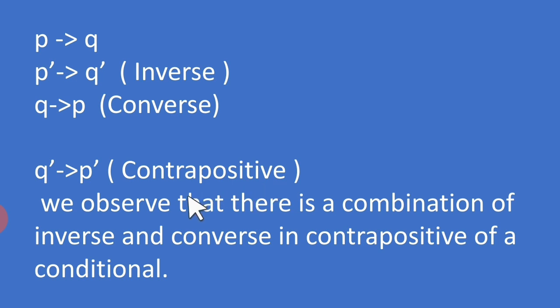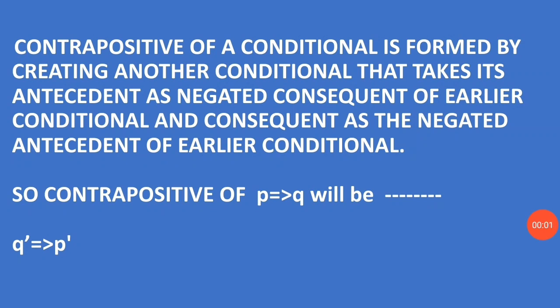It is that easy. Alright, we observe that there is a combination of inverse and converse in the contrapositive of a conditional. Alright, contrapositive of a conditional is formed by creating another conditional that takes its antecedent as negated consequent of earlier conditional and consequent as the negated antecedent of the earlier conditional. So contrapositive of P conditional Q will be Q dash conditional P dash, and that's what we have seen in the previous example also. I hope everybody has understood it well.